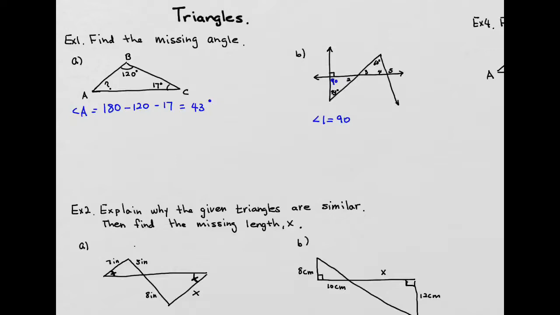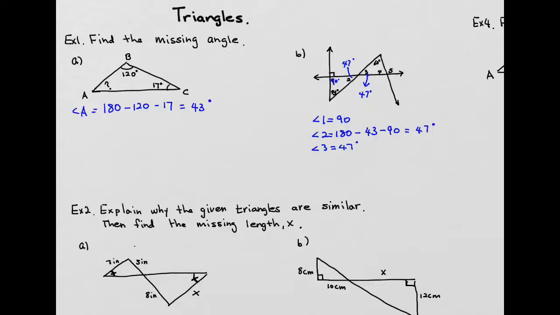Out of 3 angles, 2 are found, then angle 2 should be 180 minus 43 minus 90 degrees, which is going to be 47 degrees. So if this angle is 47 degrees, then the vertical angle, which is number 3, is also 47 degrees. So angle 3 is also 47 degrees because it's a vertical angle.